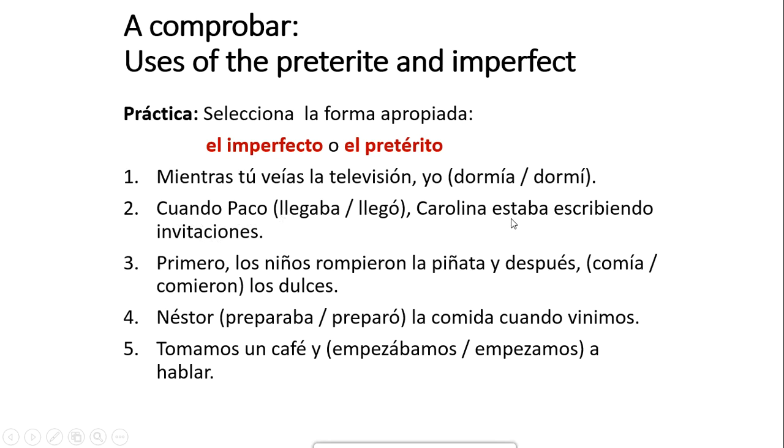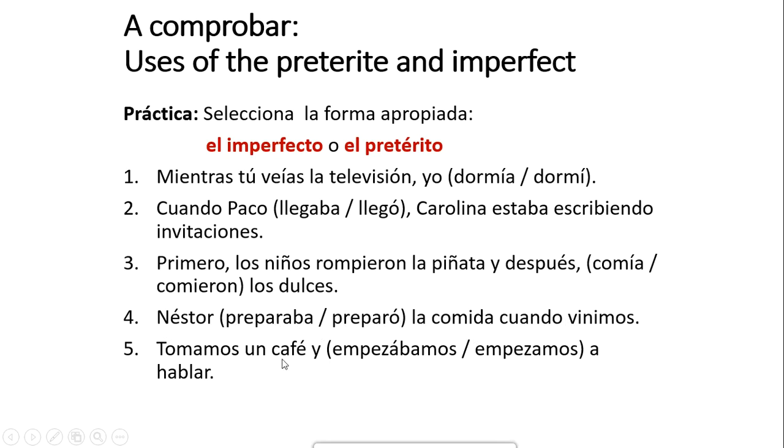Primero, los niños rompieron la piñata y después comieron los dulces. So here we have two completed past actions. First, they broke the piñata, and then they ate the sweets, the candy. Néstor preparaba la comida cuando venimos. Okay, so here we have the interrupted action, which is him preparing food when we arrived.